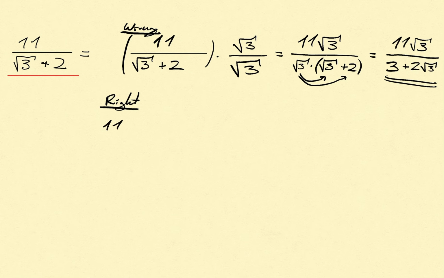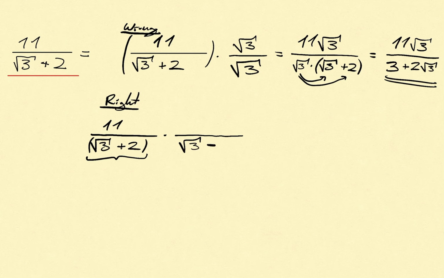Let's write it again: 11 over square root of 3 plus 2. And now we should multiply this by, let's say, we'll just write this in brackets, the same two numbers, but instead of them adding to each other, the two should be subtracting. So we should get something like square root of 3 minus 2.